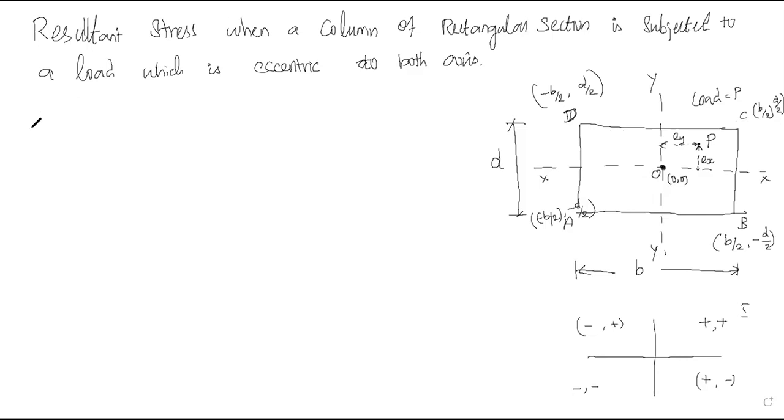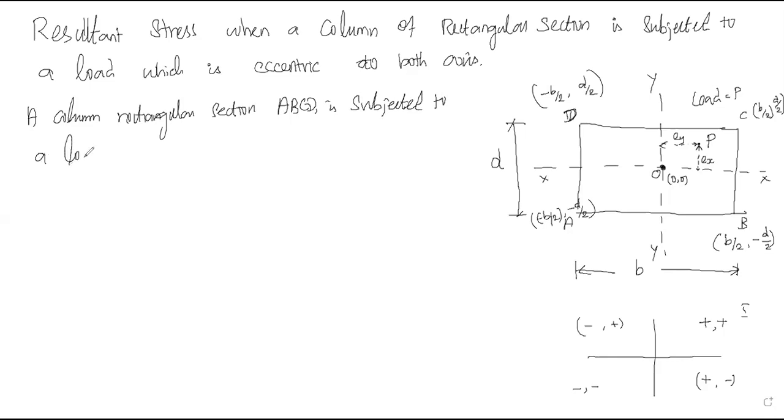So first we should move on to the resultant stress formula. A column of rectangular section ABCD is subjected to a load which is eccentric about both the axes, as shown in figure.